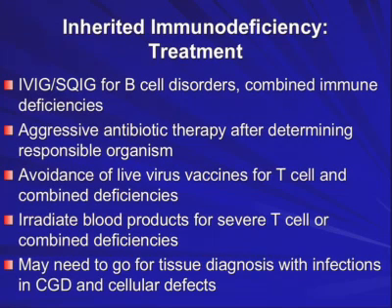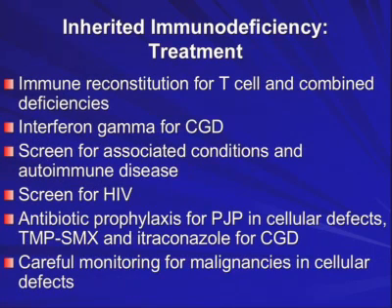Aggressive antibiotic therapy after determining the responsible organism, especially for those phagocyte deficiencies, because it might be Serratia, it might not be Staph. So you really have to go for a tissue diagnosis in that circumstance. Avoid live virus vaccines for T-cell and severe combined immune defects, and irradiate blood products for cardiac babies and anybody with severe T-cell defects. And again, you may need to go for tissue diagnosis with some of these immune defects if you have an infection.